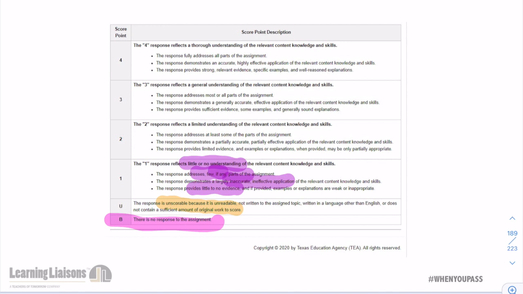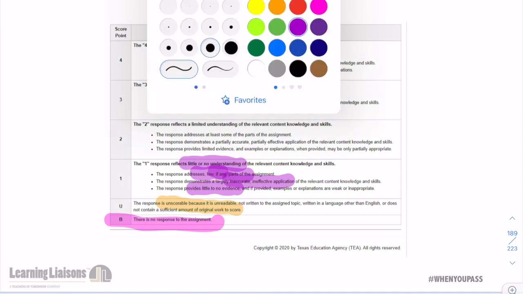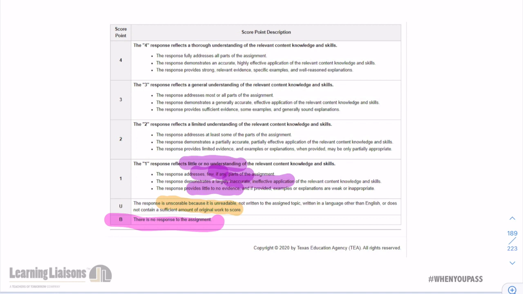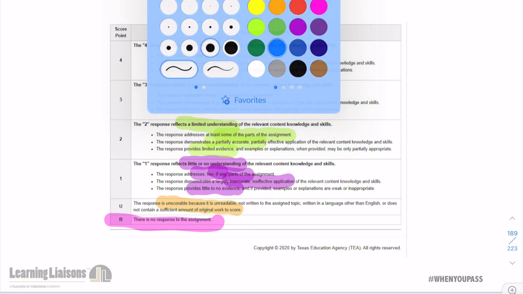All right, let's look at 2. The 2 response reflects a limited understanding of the relevant content, knowledge, and skills. All right, so let's look here now. We've got to make sure that we are hitting all of these, because if it's a limited understanding, then that means that only some or parts of the assignment have been completed. It's only partially accurate, and there's only limited evidence. All right, so we're looking at these words here, pulling this out to make sure we know what we've got to do to pass.